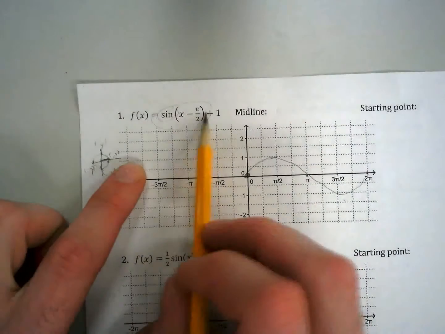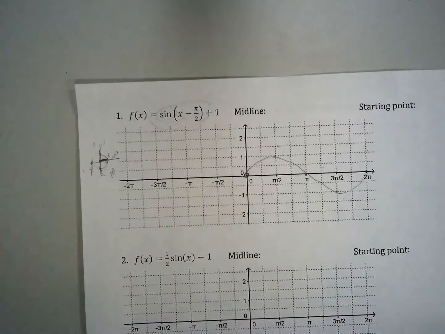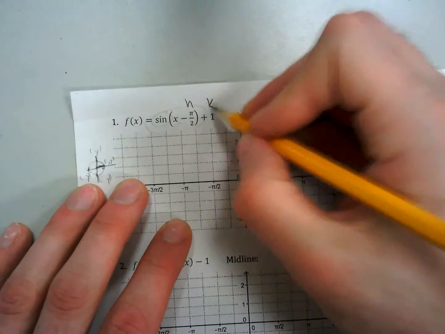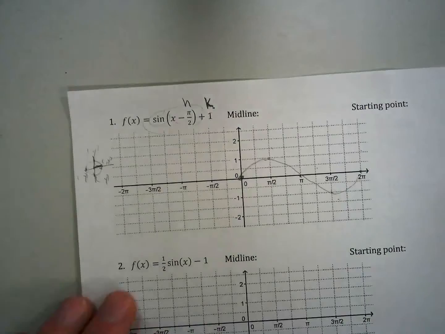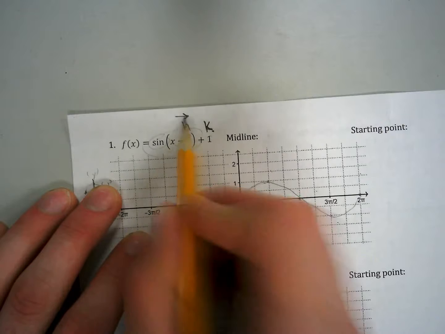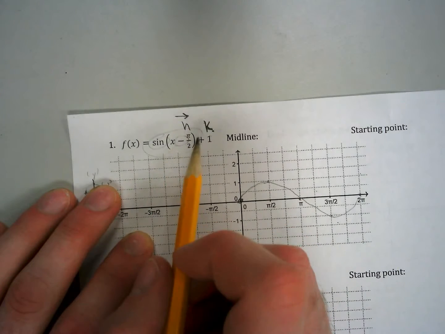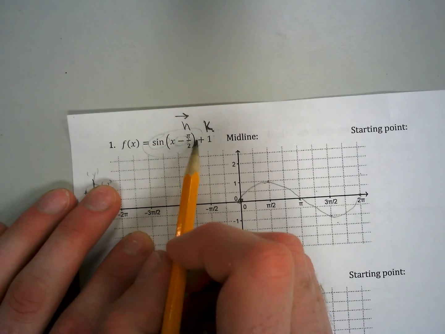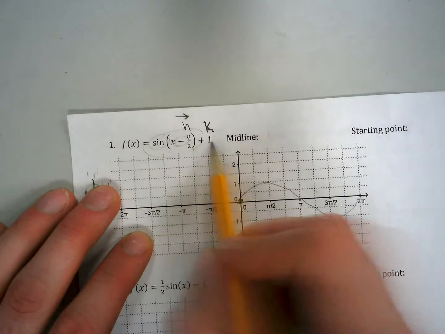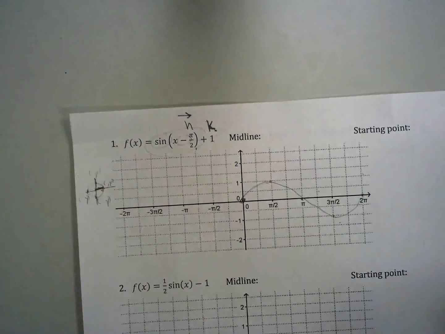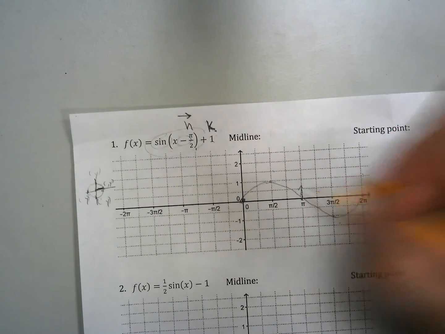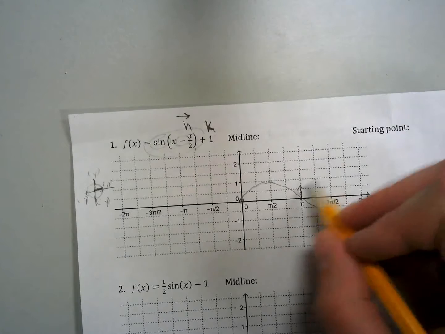That is not the graph of this one. This one is shifted. How has it been shifted? Well, remember, we've got our h and k. So it's been shifted to the right. Remember, it's like the opposite of the sign in there. To the right, pi over 2, and up 1. So let's take care of that. We're going to shift our whole graph up 1 and to the right, pi over 2.